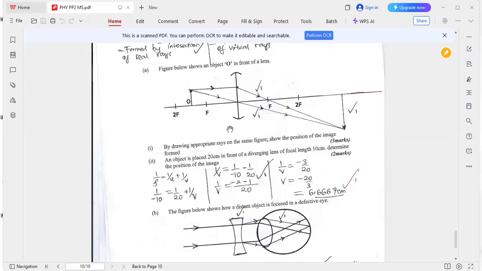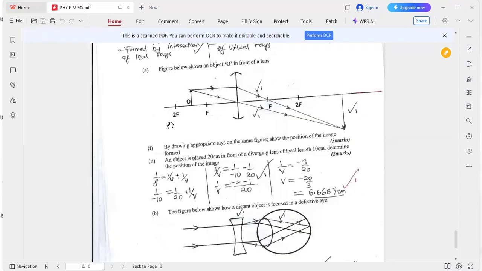Like if this was a mirror, we wouldn't be having F and 2F on this other side. It's not there. It's only on one side. So this ray will have come, it strikes here and then goes back through F. This one will have come, strike here at the optical center, then goes back at the same angle. So for the lenses, it's refraction. You pass the rays through it to the other side. For the mirrors, reflection. The rays should go back.